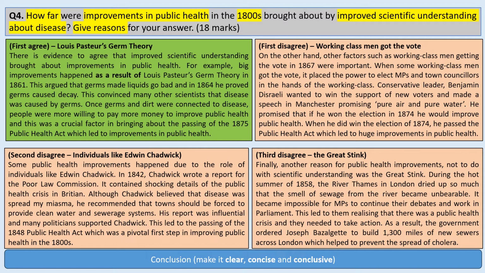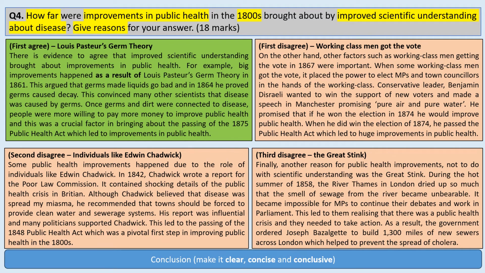So we've already looked at Louis Pasteur's germ theory. If we look at the idea about our first disagree, working class men got the vote, we could say, on the other hand, other factors such as working class men getting the vote in 1867 were important. When some working class men got the vote, it placed the power to elect MPs and town councillors in the hands of the working class. Conservative leader Benjamin Disraeli wanted to win the support of new voters and made a speech in Manchester promising pure air and pure water. He promised that if he won the election in 1874, he would improve public health. When he did win the election of 1874, he passed the Public Health Act, which led to huge improvements in public health.